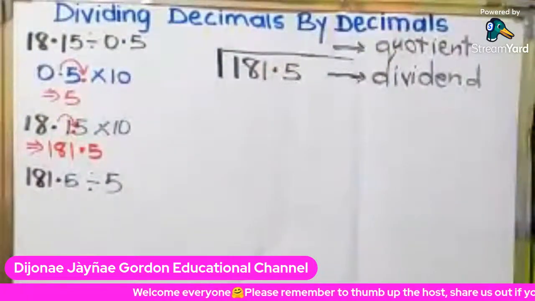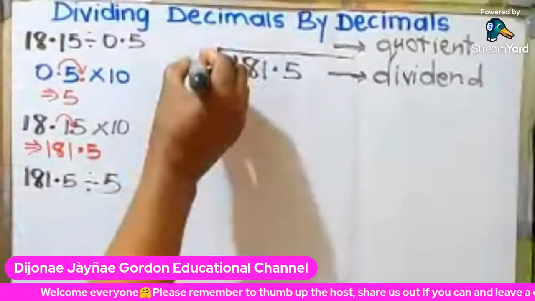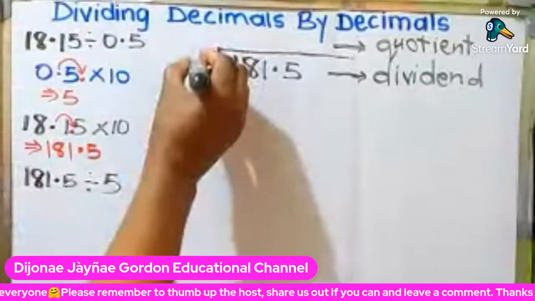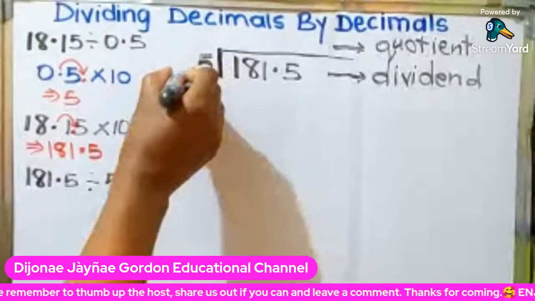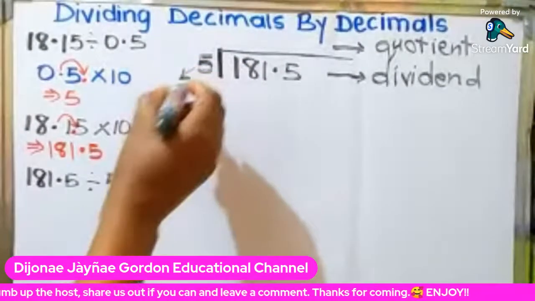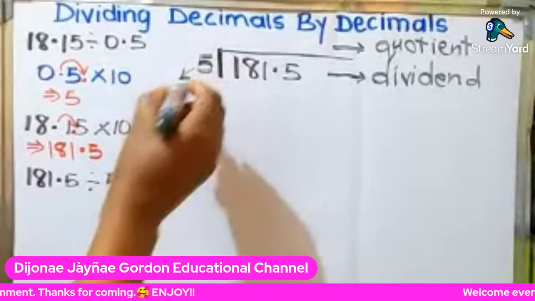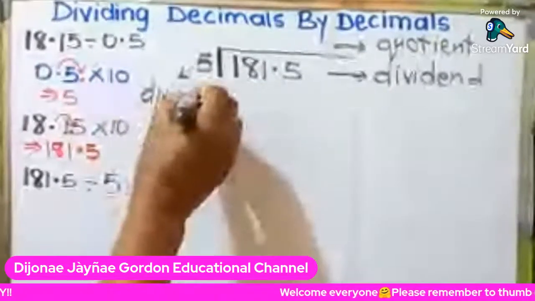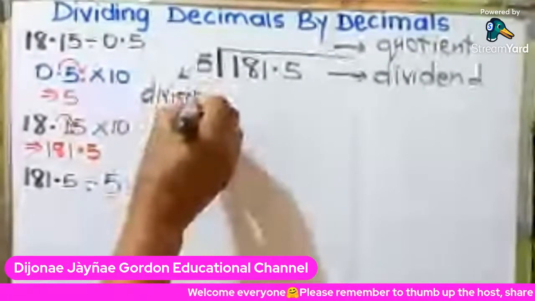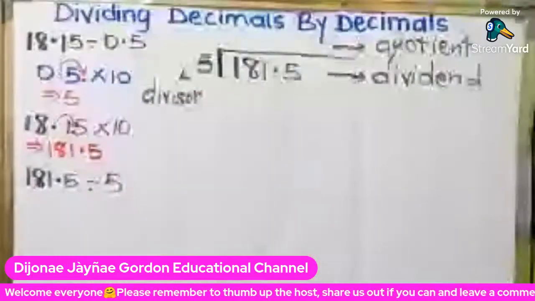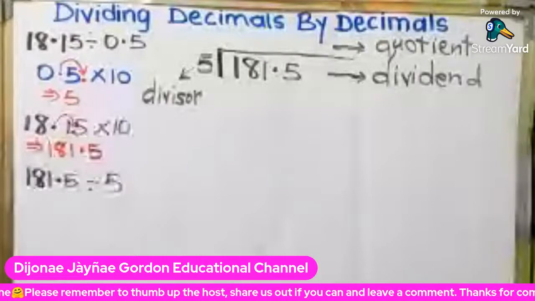All right? Remember now, 5 is your divisor. And of course, let me write the word divisor right here so you know what I'm talking about. So that's D-I-V-I-S-O-R. So that's your divisor. All right? So let's go right ahead and work this problem.